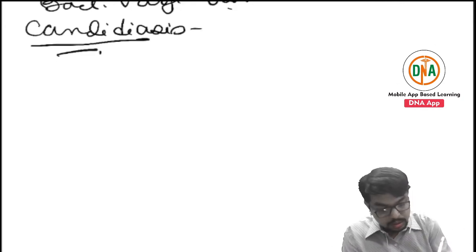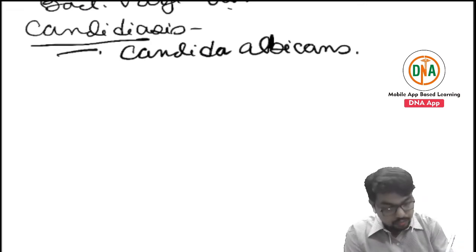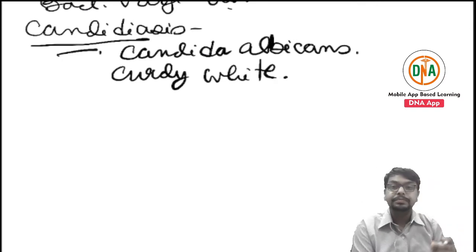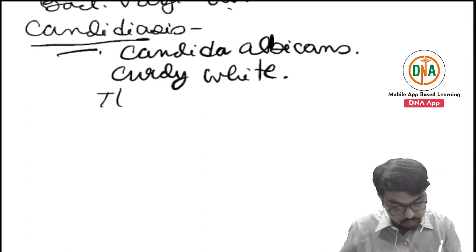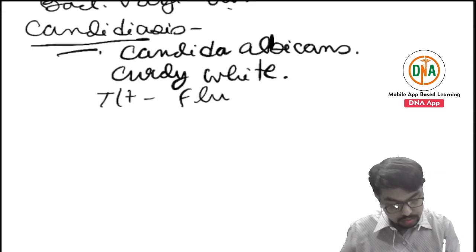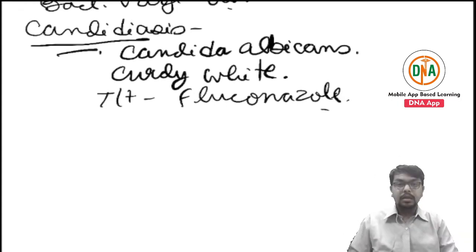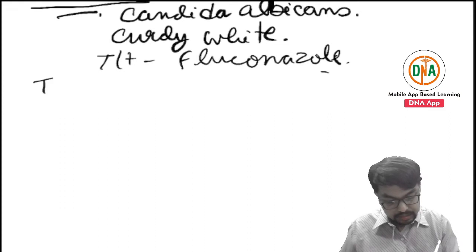Okay, what is the causative organism? The causative organism is Candida albicans. Okay, what we get? We get curdy discharge, and it is evident that this is a fungus, so the treatment is fluconazole in the anticandidal dose. Okay, so this is about candidiasis.